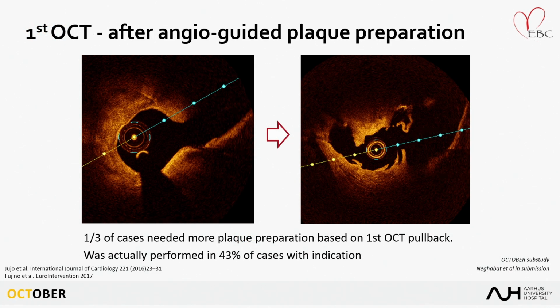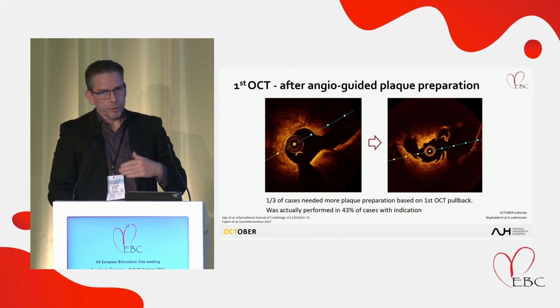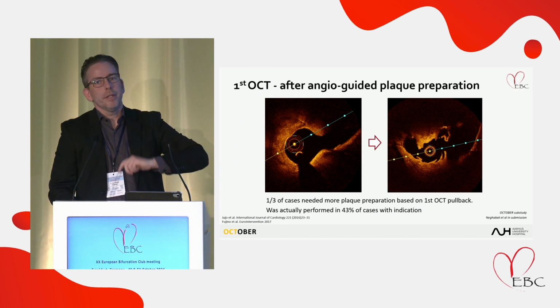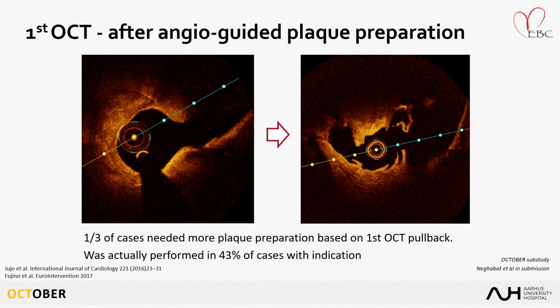A finding that we were a bit keen about was that in the OCTOBER trial, we mandated to do the first pullback after plaque preparation. So when the physician was satisfied with plaque preparation based on the angiogram, they did the first OCT pullback. And then in 1/3 of cases, by core lab assessment, there was indication for doing something additional. This was only identified in roughly 43% of cases with the indication, but some additional work was done in these cases. We couldn't see that the leftovers that were not treated additionally really affected outcome negatively.